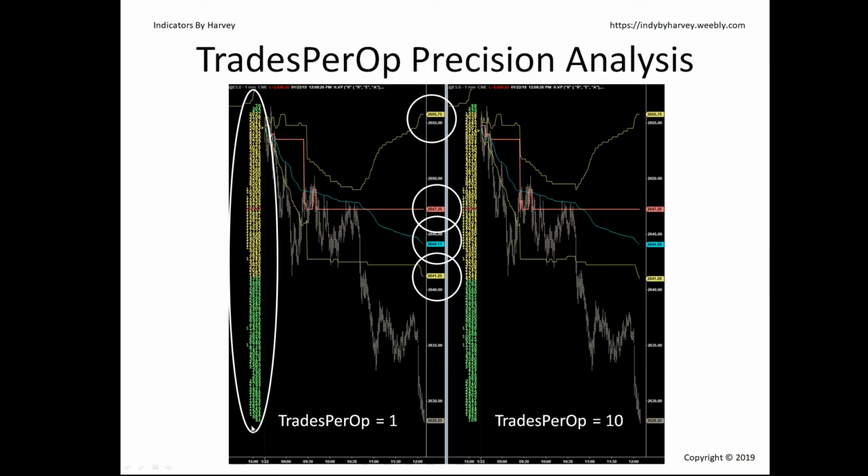What I want you to do when you have the indicator is do this work yourself to find out what you believe is the best, let's call it price performance value for you to use for trades per op. The default is 1, but I want to caution you that that is the highest CPU utilization. You can see quickly on this chart that the VPOs are different, which means the actual number of contracts traded are perceived to be different in one instance versus the other.